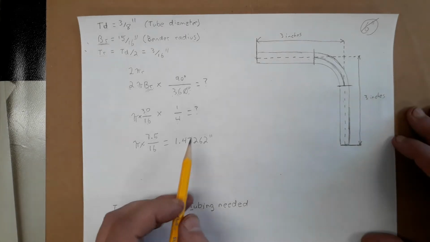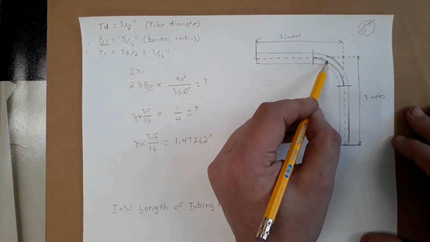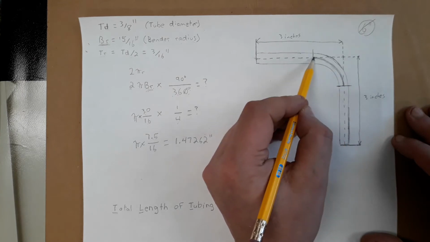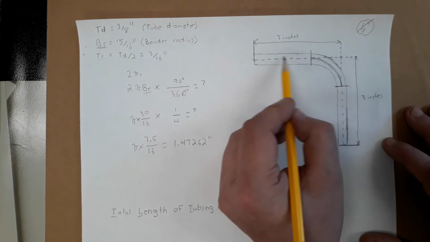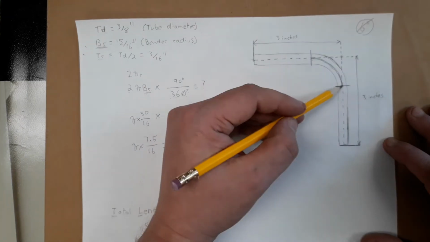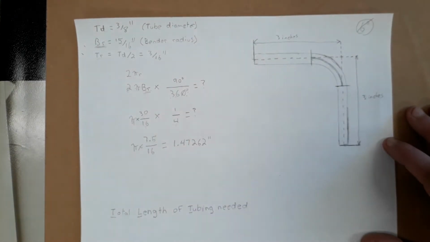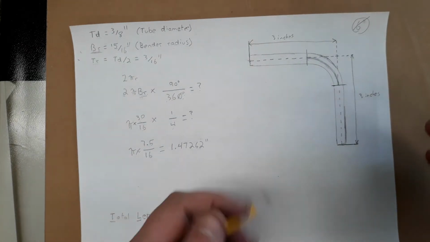All right, so now I know the length of the tubing in the bend, or the bend curve length. But what I also need to know is from here all the way to here, and here all the way to here. Now this is going to be a little bit easier. I only had to do the math for one side of it because this should be symmetrical.